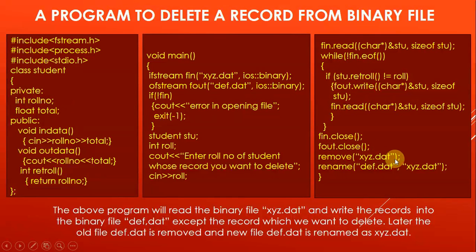I will remove my previous file xyz.dat, which has been changed now, and I will rename my file def.dat to xyz.dat. So def.dat now exists by the name xyz.dat, which was my old file. And you can see for these two functions you need to include the header file stdio.h. So this is how you can delete a record from the binary file.